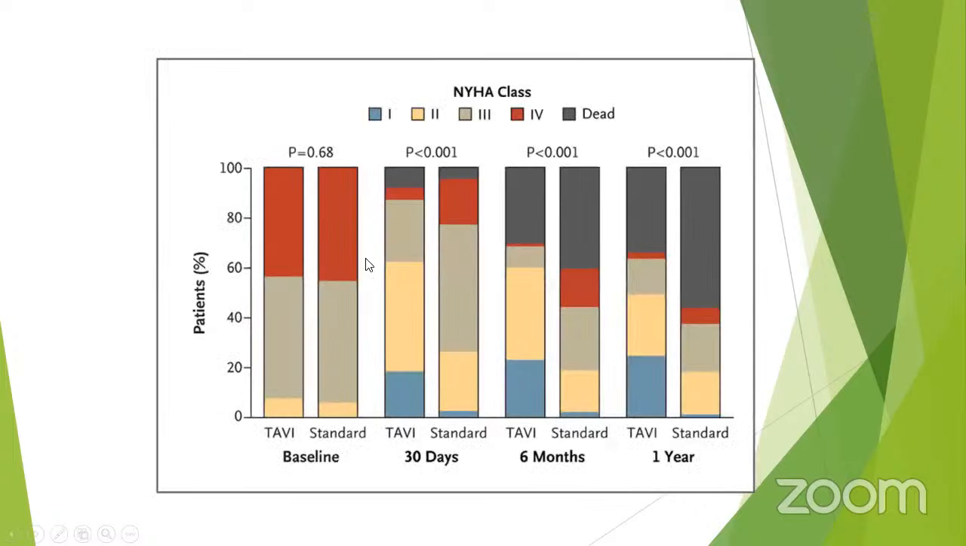As we can see here on the chart, this is the baseline. At 30 days, there was a significant reduction in symptoms in the TAVI group as compared to the standard therapy group. And again, at 1 year, you can see that there was a significant reduction in the symptoms of patients in the TAVI group.